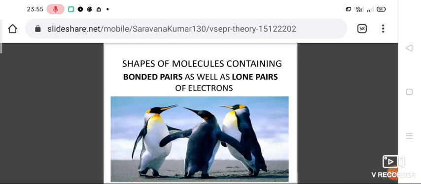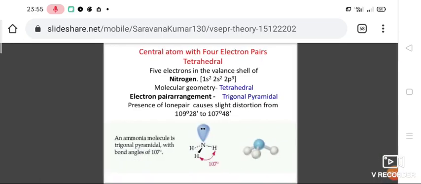Shape of the molecule containing bonded pair as well as lone pair of electrons. Central atom with 4 electron pairs, tetrahedral. 5 electrons in the valence shell of nitrogen. Electron pair arrangement is tetrahedral. The molecular geometry is trigonal pyramidal. Presence of lone pair causes slight distortion from 109 degrees 28 minutes to 107 degrees 48 minutes. As the ammonia molecule is trigonal pyramidal with bond angle 107.